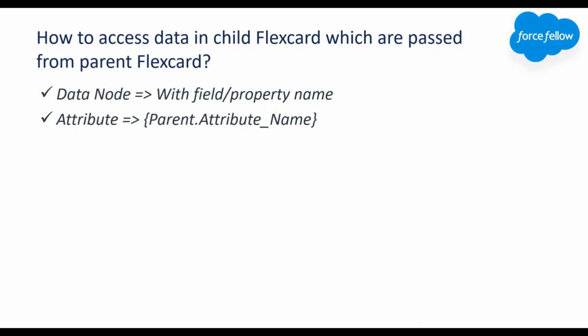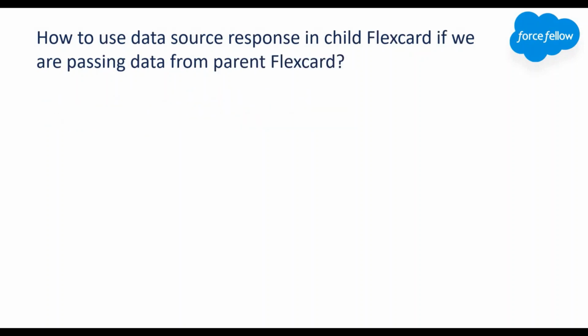Okay. Now next we have how to use data source response in child Flexcard if we are passing data from parent Flexcard with data node. So when we get data from any data source, then that data will be available in records property in Flexcards. And as we have discussed in the last question, whatever data we are sending from parent component with data node, that will become data source. I mean records property will be updated with parent Flexcard data.